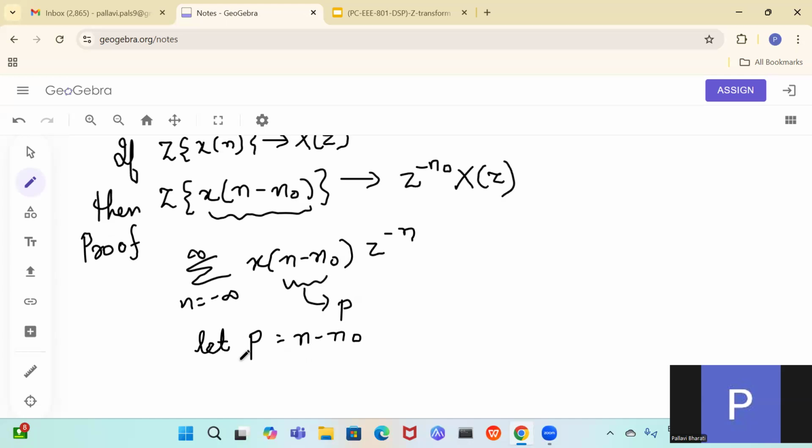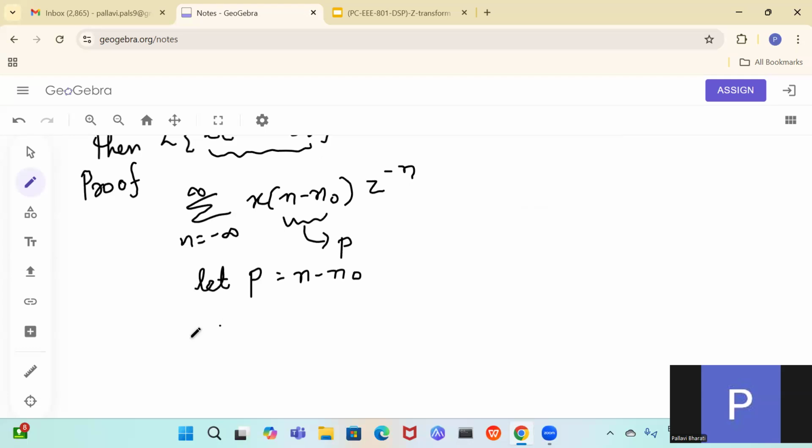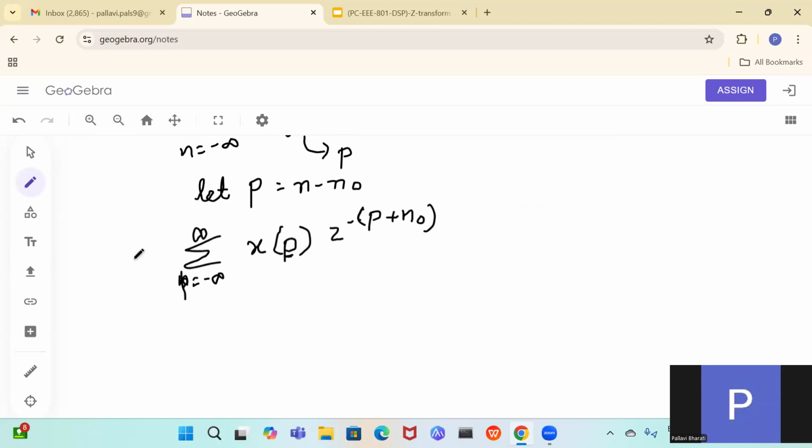So the Z transform, the summation over here, will be x of p z to the power minus n. If you see over here, n will be equal to p plus n naught, right? So the variable over here is changing to p. So here we are going to write p equals minus infinity to infinity.